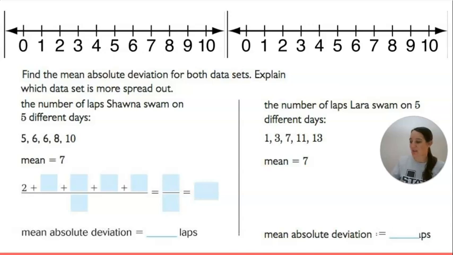Okay, so Shauna was 5 laps, 6 laps, 6 laps, 8 laps, 10 laps. And Laura was 1 lap, 3 laps, 7 laps, 11 laps, 13 laps.